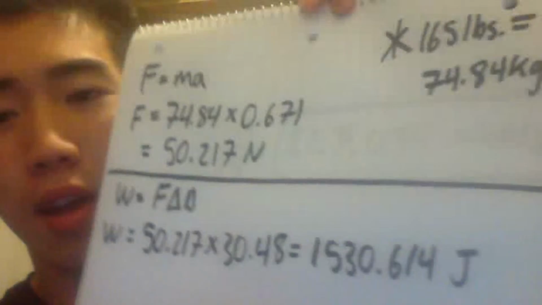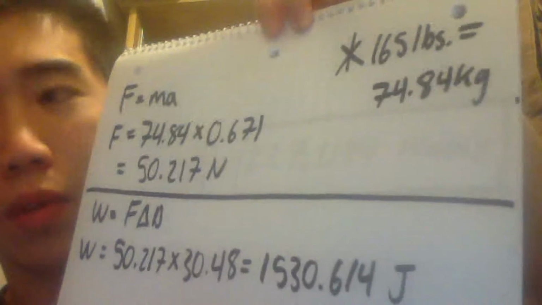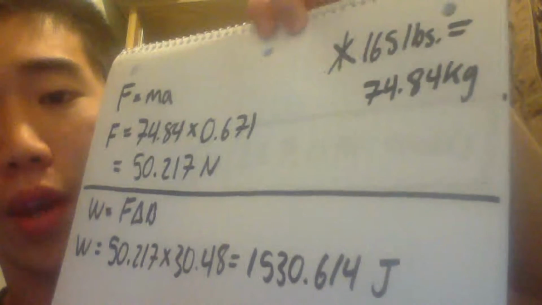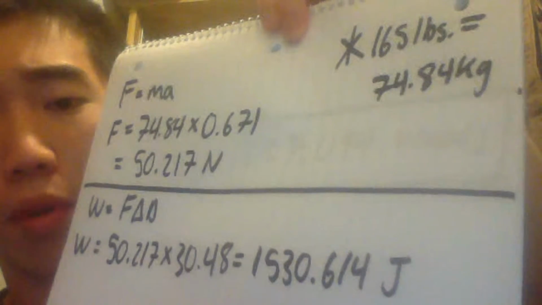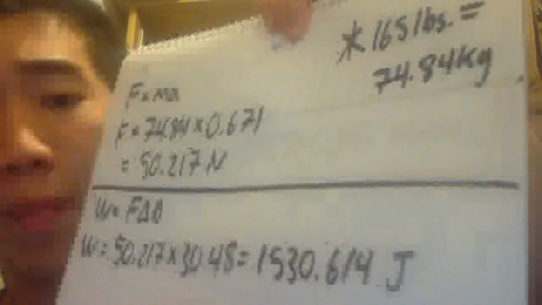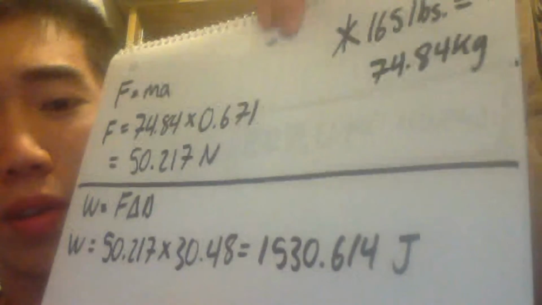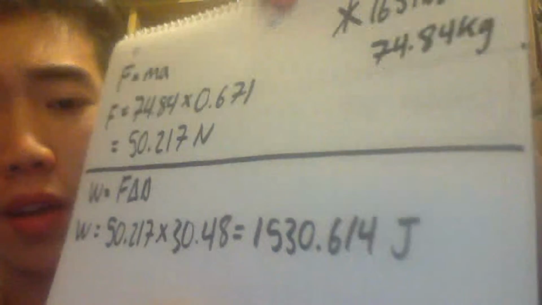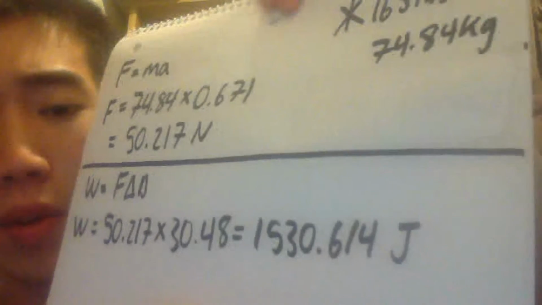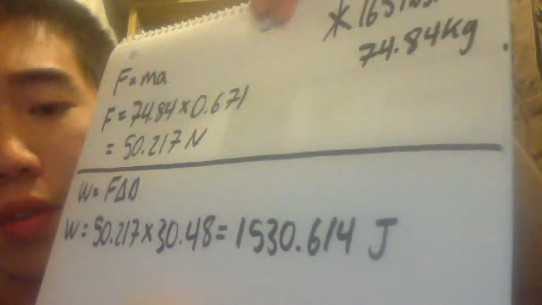And then we plug that into our force equation. Force equals mass times acceleration. My mass was 74.84 kilograms times our acceleration, which is 0.671 meters per second squared. That turned out to be 50.217 newtons. And then you plug the 50.217 newtons into our work equation. Work equals force times change of distance, so 50.217 times 30.48 equals 1,530.614 joules.